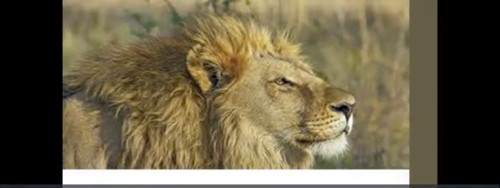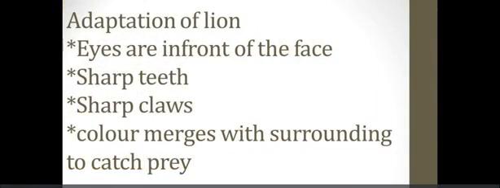Its light brown color helps it to hide in dry grasslands where it hunts for its prey. So I have said three adaptations for the lion. Eyes will be in the front to judge the long distance correctly, and it has sharp teeth and long claws in the front legs which help to catch prey, and the light color helps to hide in dry grasslands.